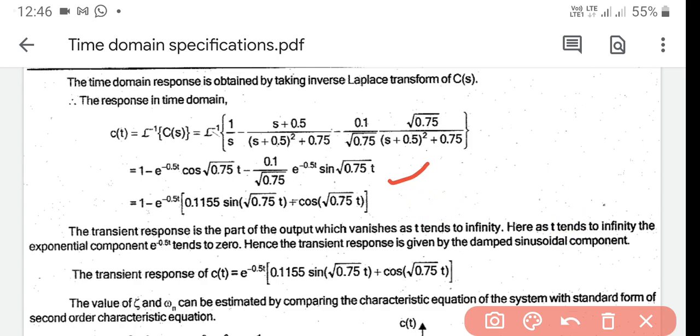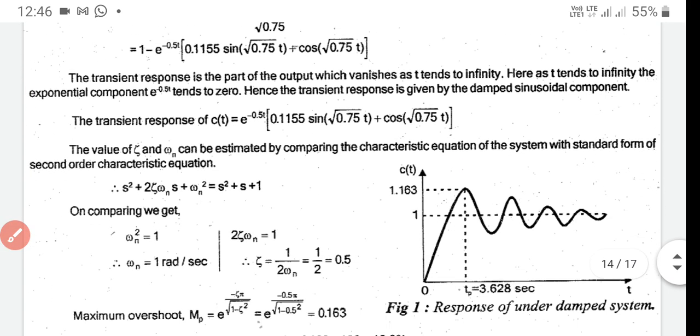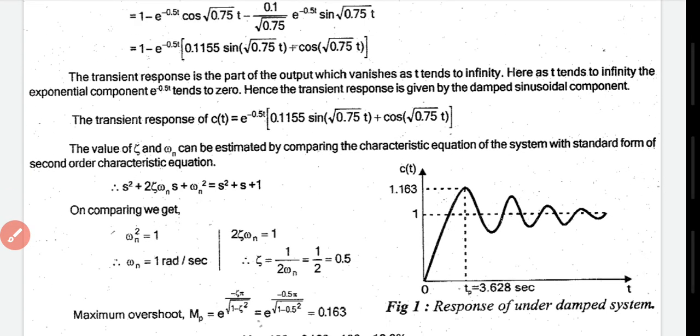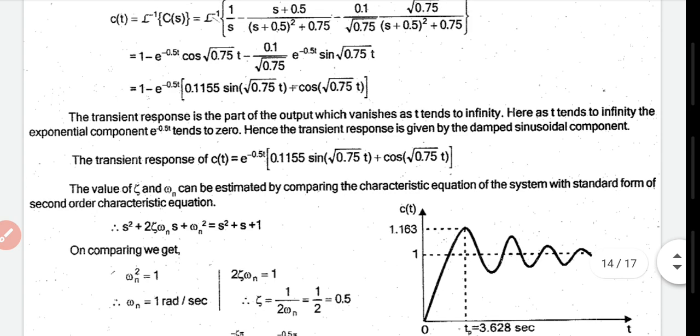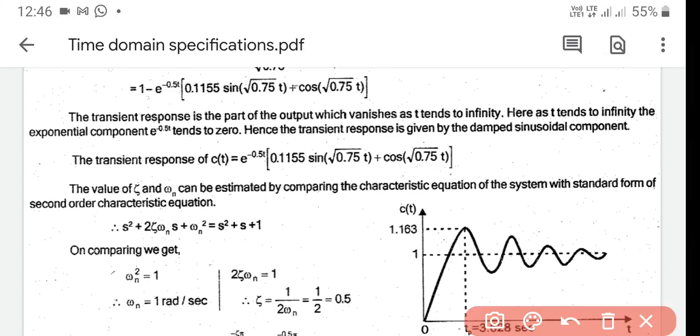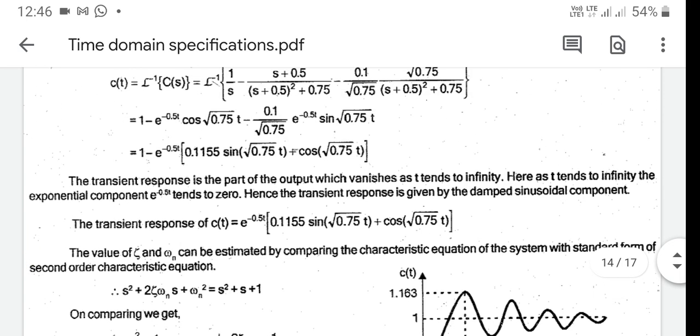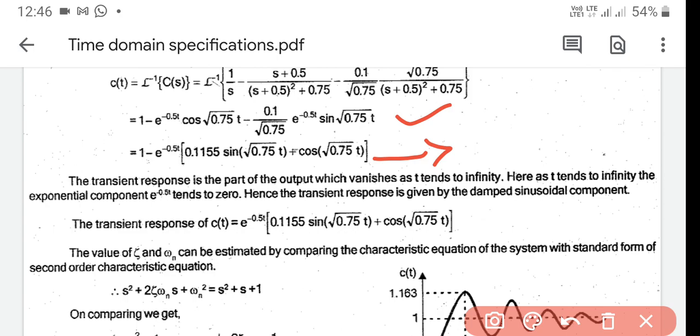Okay, and now for this equation, up to here this is the actual response. So this is obtained by taking a right angle triangle once again.